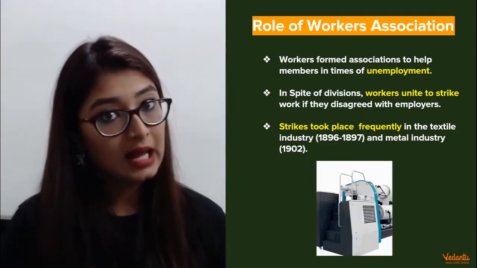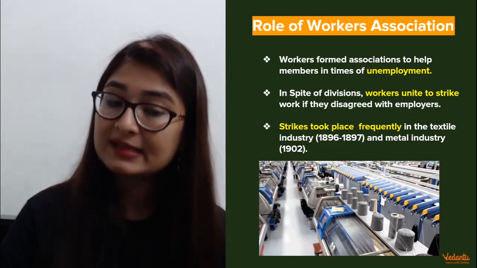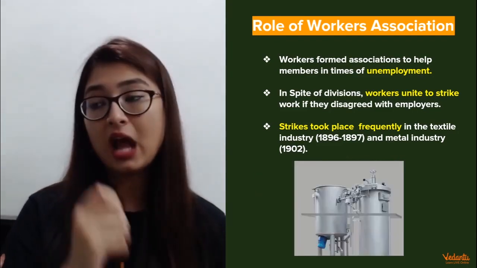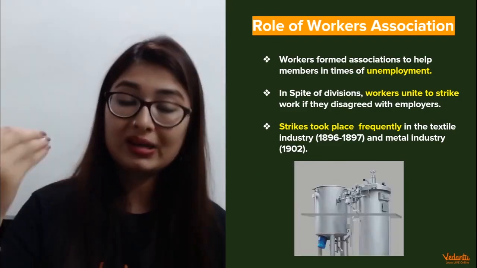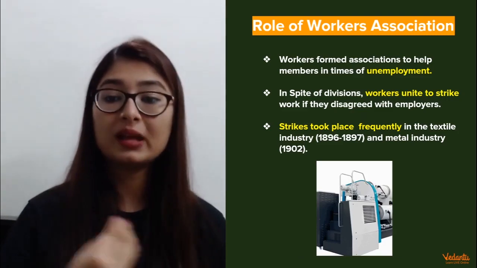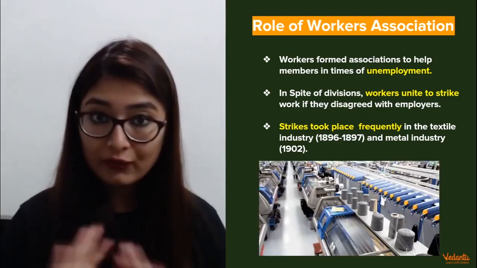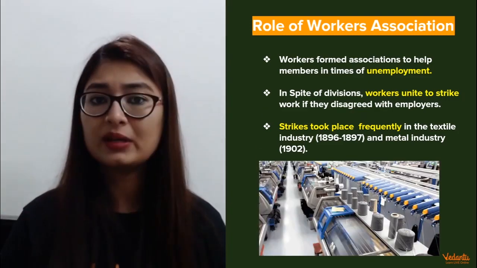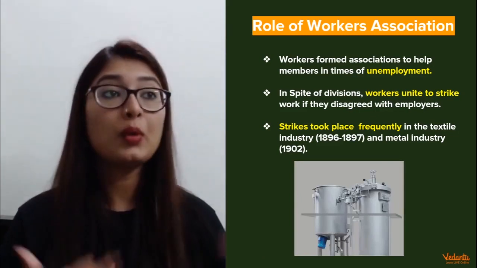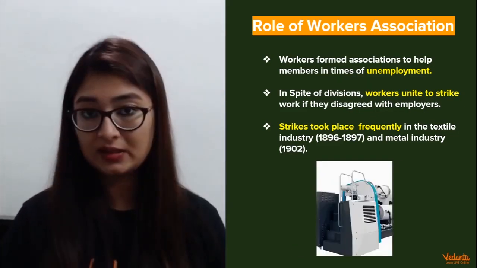So unemployment started. Now, in order to fight this, in order to fight the unfair, unjust treatment of the laborers, these guys started forming associations. And despite all their divisions, their mannerisms were different, their dressing styles were different, their work, their skills, their knowledge, all of these things were different.